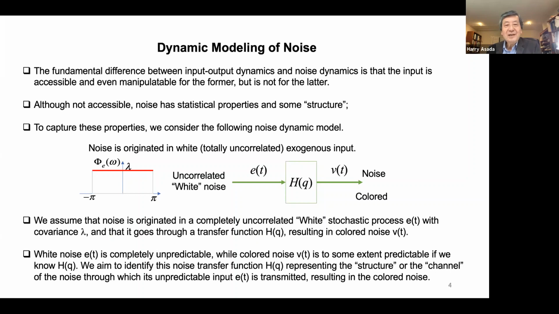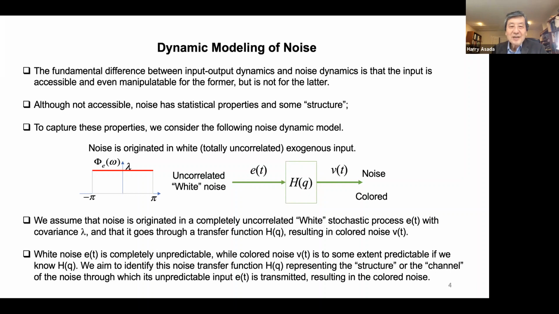Okay, now what is the noise dynamics? How can we really characterize the noise dynamics? This is a very unique point when we do parametric estimation and identification. The fundamental difference between the input-output forward path dynamics versus the noise dynamics is that the input is accessible for the forward path main plant dynamics, right? And we can manipulate the input. But the noise dynamics, noise is noise. We did not invite it to come, but noise comes in.